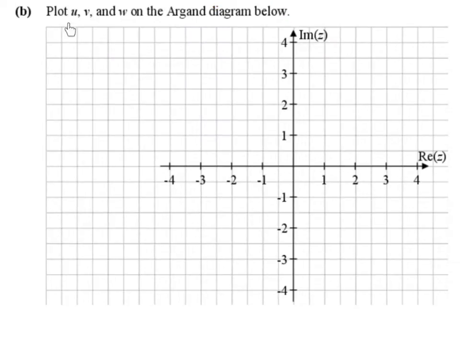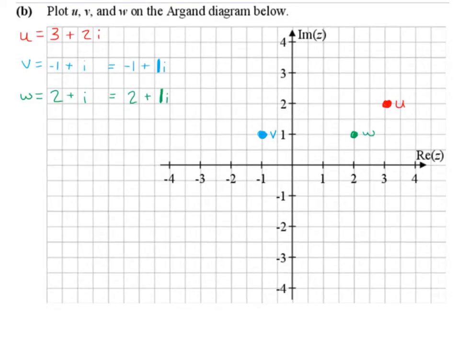Part B. Plot u, v and w on the Argand diagram below. So this is our real axis, and this is our imaginary axis. So u is equal to 3 plus 2i. We go across to 3 on the real axis, and up to 2 on the imaginary axis, and we end up getting the point u.